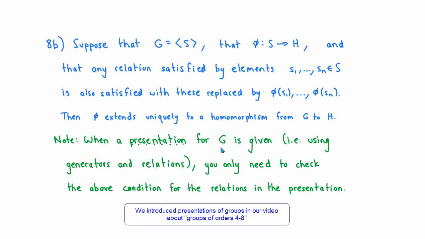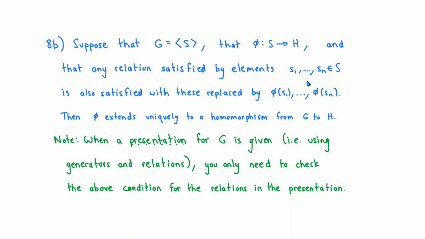So when your group is given to you using generators and relations, then you don't need to try to conceive of every possible relation that could be satisfied by the elements S1 to Sn. You only need to check that for all of the relations in your presentation, they're also satisfied when you replace the SIs by the phi of SIs. If that happens, then you're guaranteed that your map phi extends uniquely to a homomorphism from G to H.